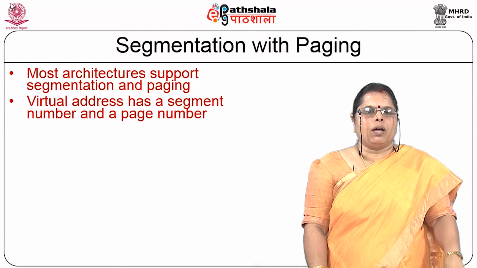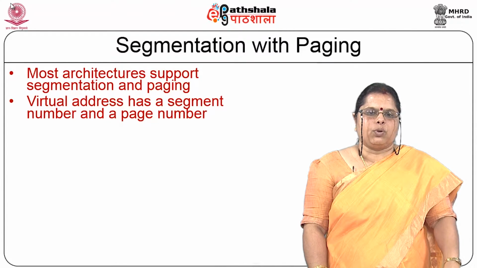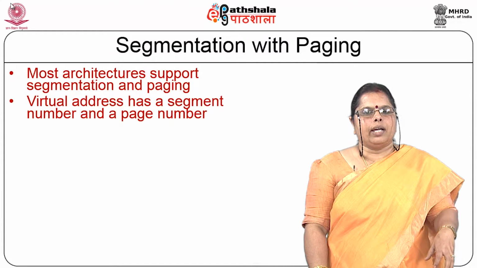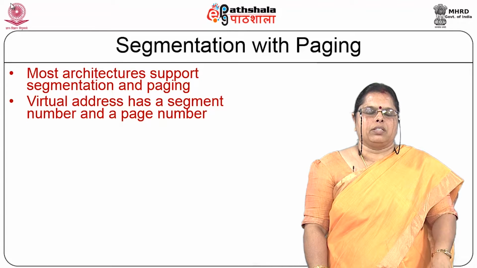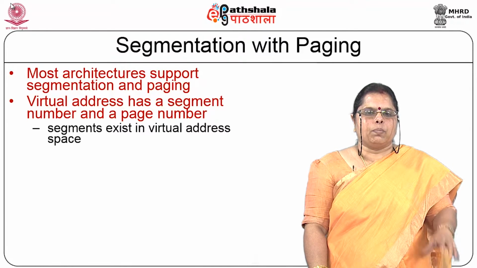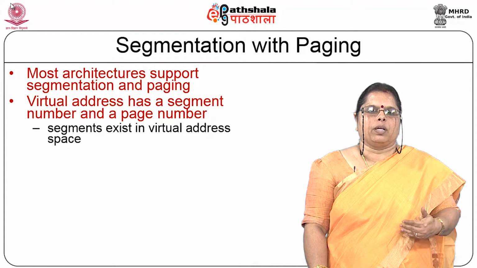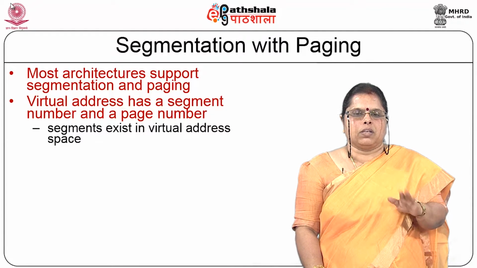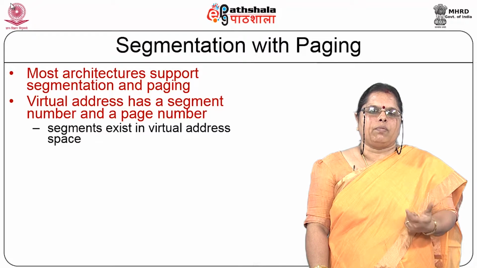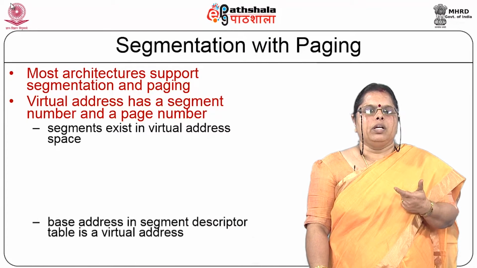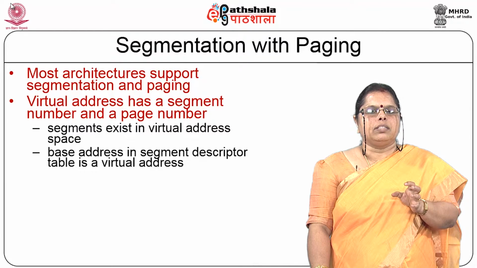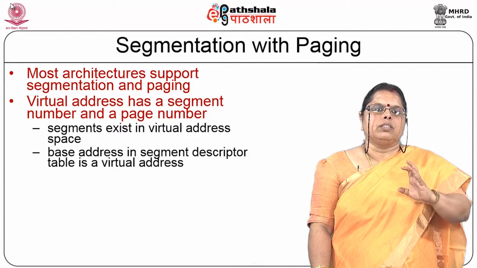where you need to have a virtual address. If you look at a virtual address, it not only has a page number or a segment number, it has both a segment number and a page number. So, the concept here is the program is divided into a number of segments. Each of these segments is further divided into a number of pages. So, you have a segment number, you have a page number and an offset, and segments exist in virtual address space. So, the base address in your segment descriptor table is a virtual address.